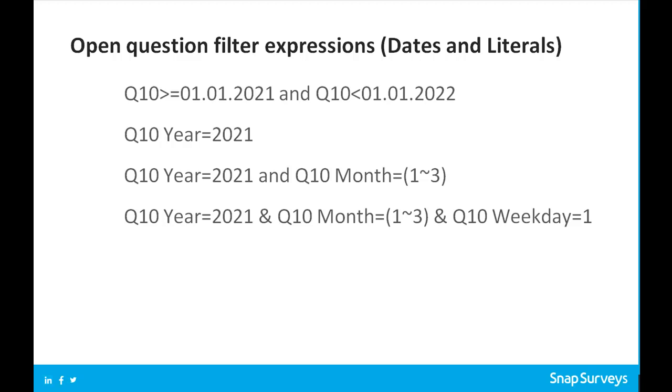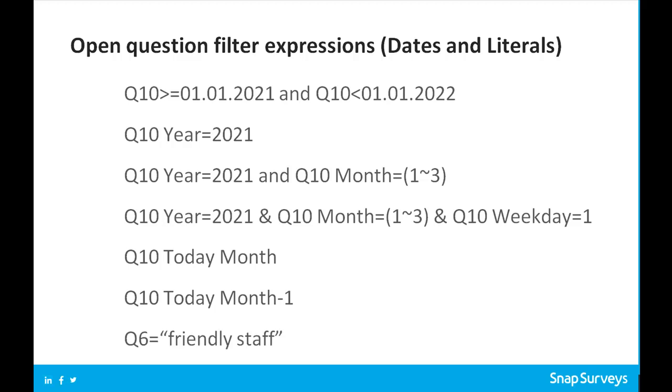And we can try and automate it a little using the word today. So Q10 today month would pick out anyone who's arrived this particular month. And then if we followed that with Q10 today month -1, that will pick out those who arrived last month. So it will be dynamically picking out the current month or the previous month. For literal response questions, we could use the expression Q6 equals and then in speech marks friendly staff. So that will pick out anyone that's used that string. And if you're doing any work with time response questions, then just like the word year and month, you can also make use of hour and minute.